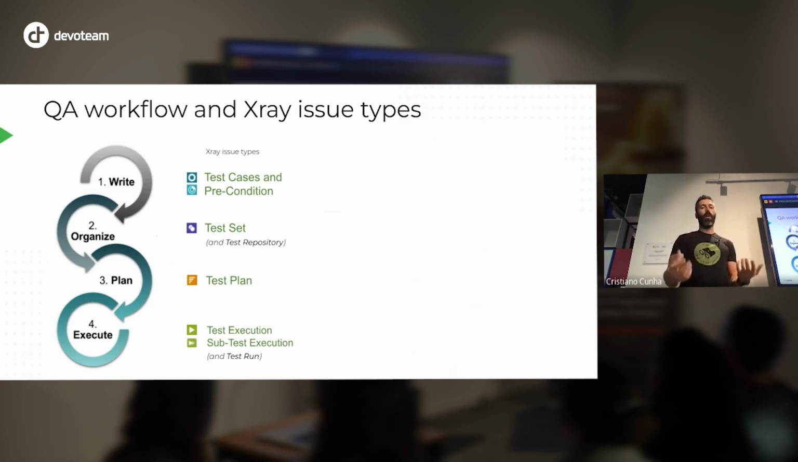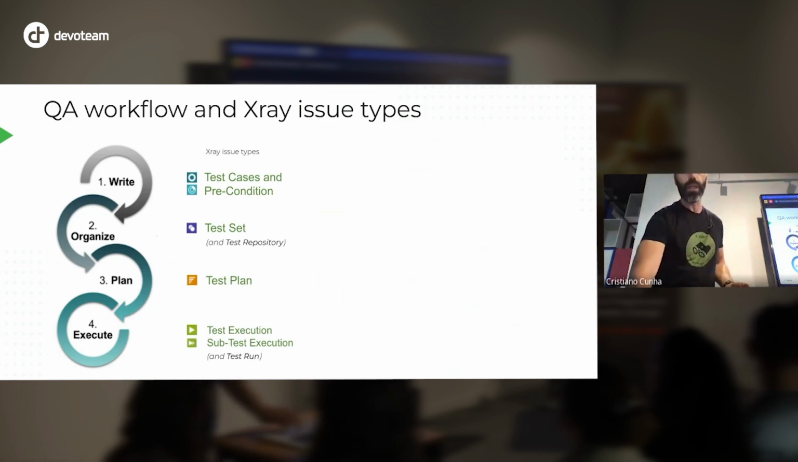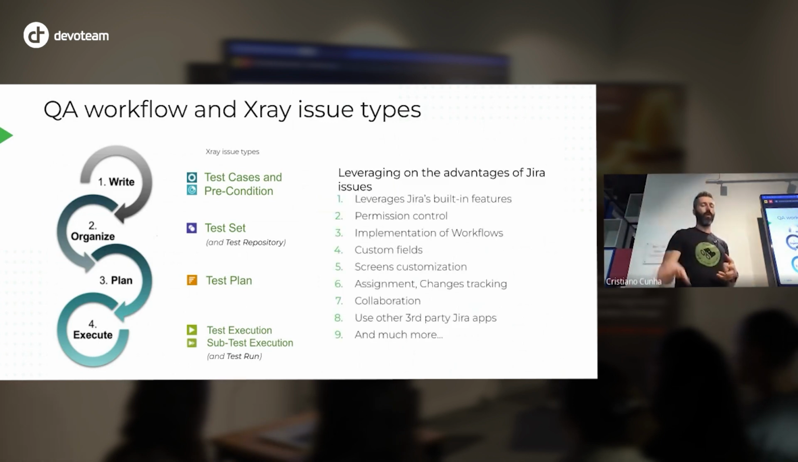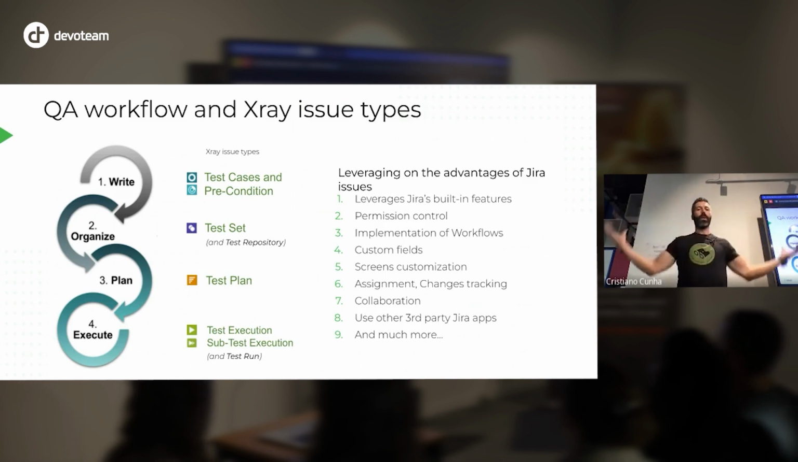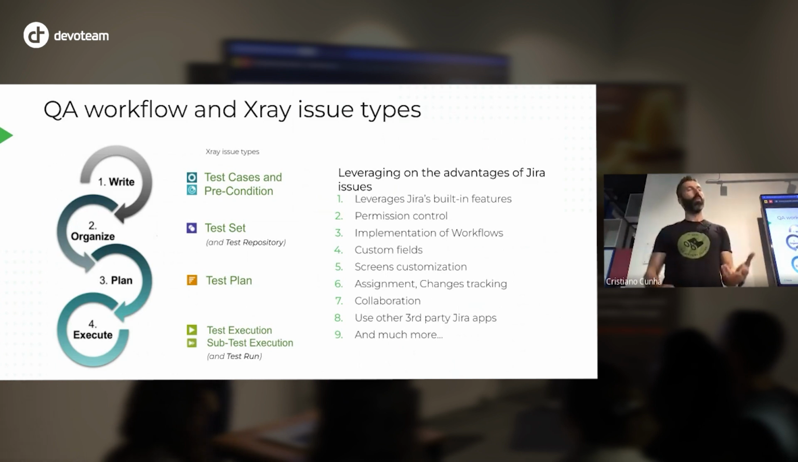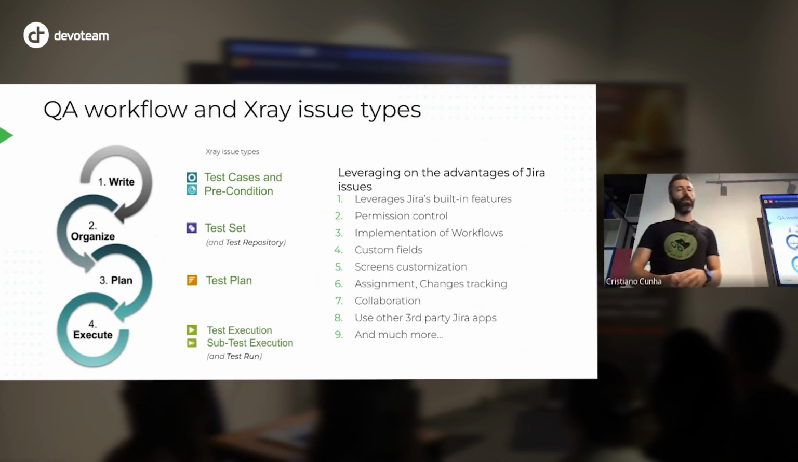Xray, we will see that all of the issue types are actually Jira issue types, and we will see the advantage of having those. In terms of organization, you will have the test sets that will allow you to organize your tests into lists. That is really useful when you have a huge amount of tests. We have also the test repository that will allow you to organize those tests in folders. Depending on the preference, you can use either of those.